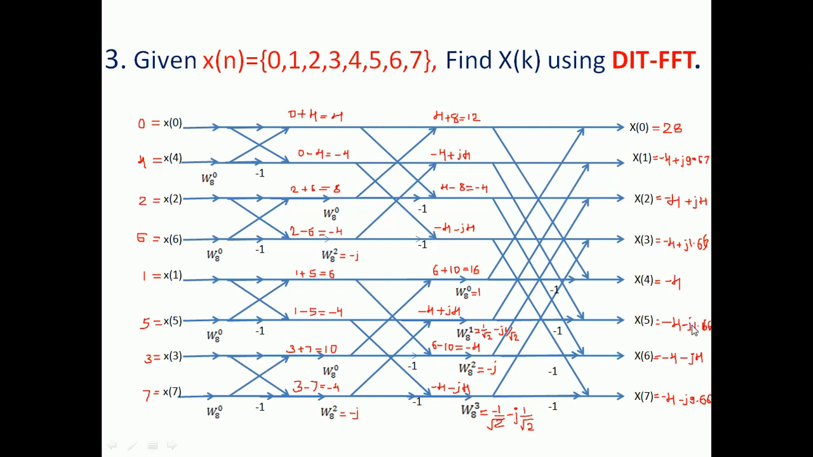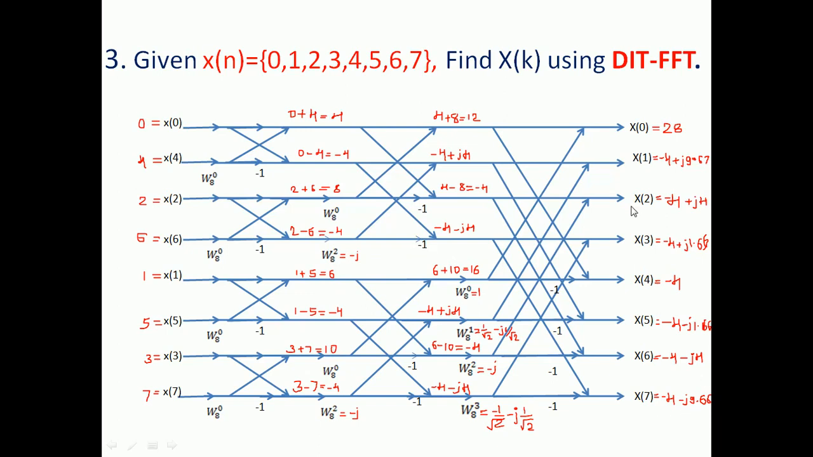You need not compute X of 5, X of 6 and X of 7. They are just the conjugates of X of 3, X of 2 and X of 1 respectively. X of 5 is the conjugate of X of 3, that is minus 4 minus j 1.66. Even X of 6 is the conjugate of X of 2, that is minus 4 minus j 4. X of 7 is the conjugate of X of 1, that is minus 4 minus j 9.66.